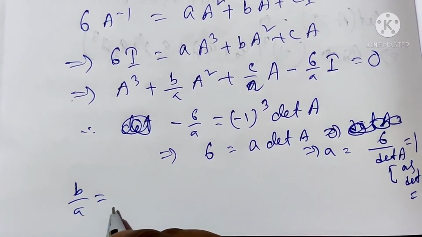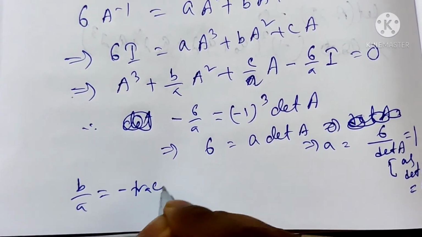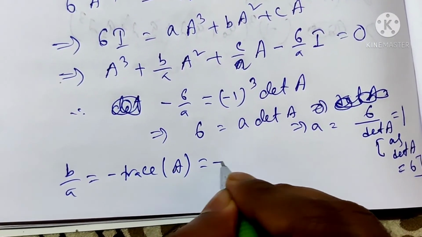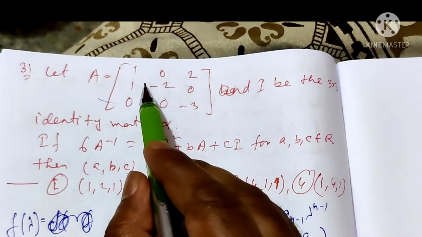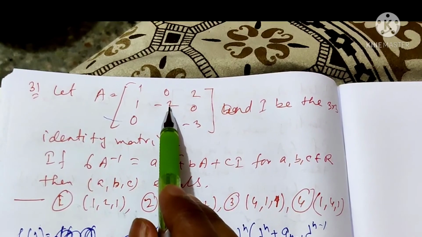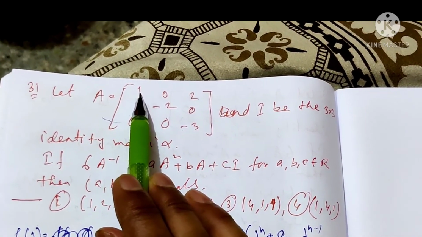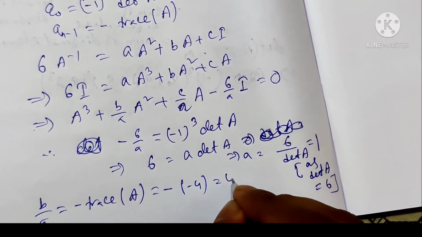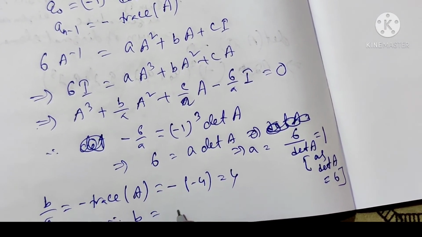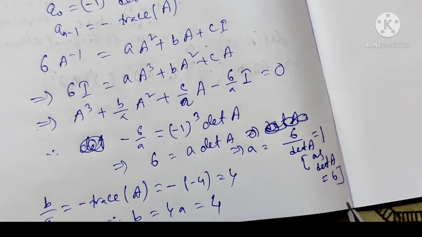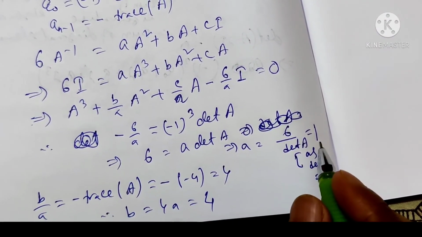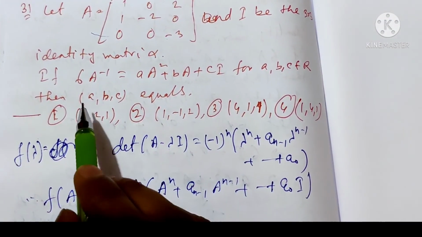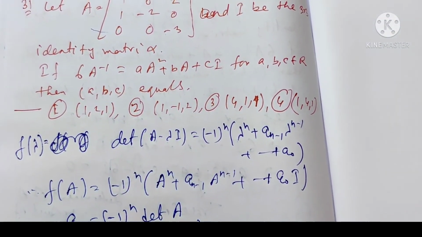Again b by a equals minus trace of A, that equals minus, what is the trace? Sum of the diagonal, minus 3 minus 2 minus 5 plus 1, so minus 4. That equals minus of minus 4, that equals 4. Therefore b equals 4a, that equals 4, as a equals 1. Therefore the true answer: a equals 1 and b equals 4.